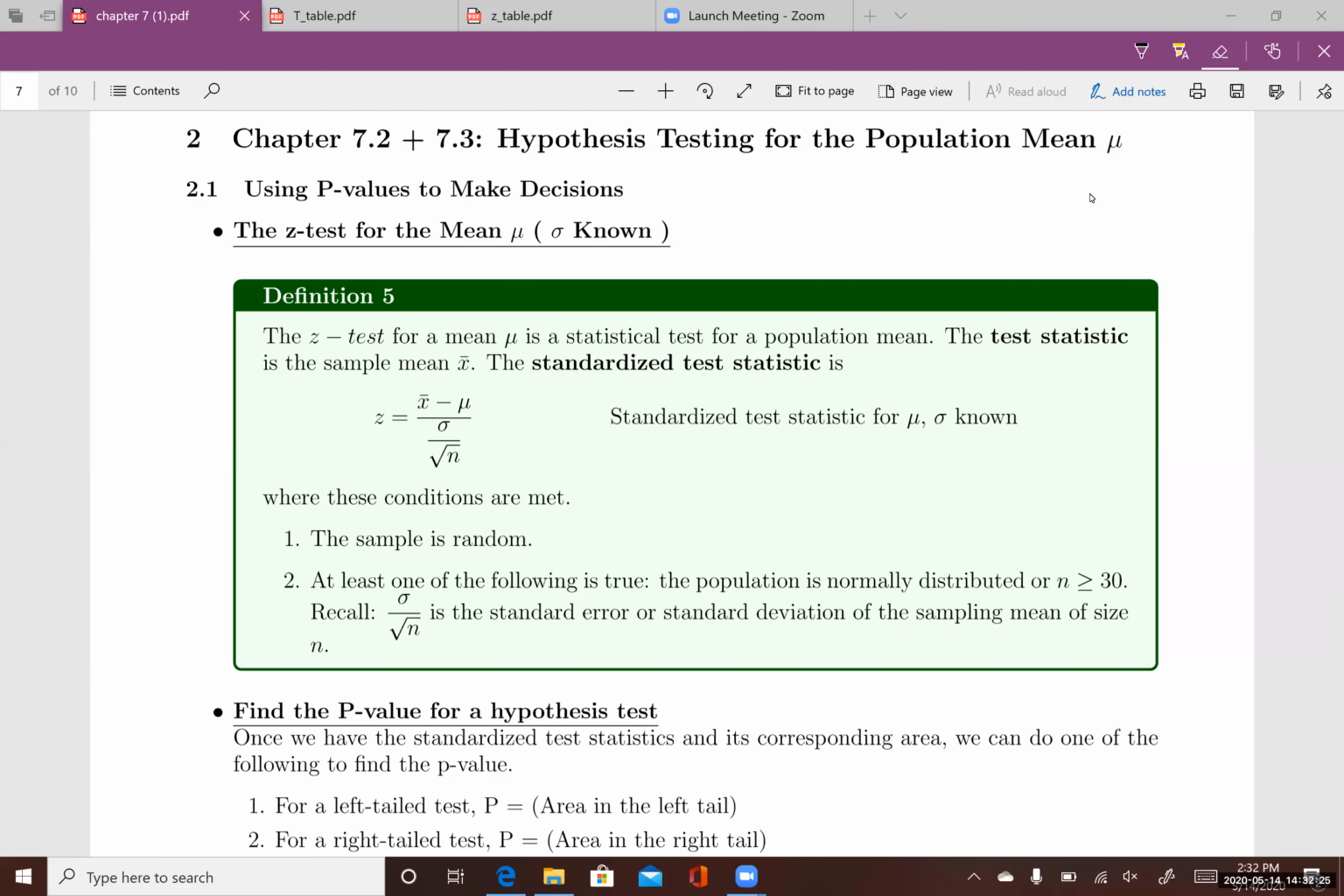This lecture explains how to make the decisions when you run a hypothesis test. There are two different methods that you can use in order to make decisions, whether you're going to reject the null hypothesis or fail to reject the null hypothesis.